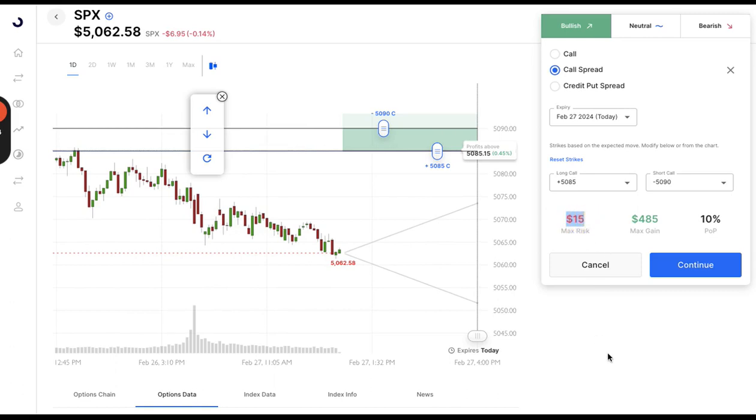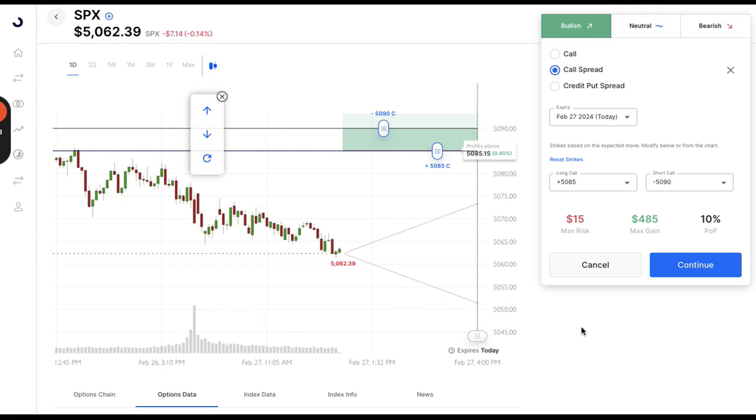Let's say we could get this for $15, or even if it was $20. Remember, we had sold that credit call spread for roughly $50. So by doing this debit call spread, we have taken off the risk of that credit call spread. Let's say we paid $20. We would have been locking in a $30 profit.